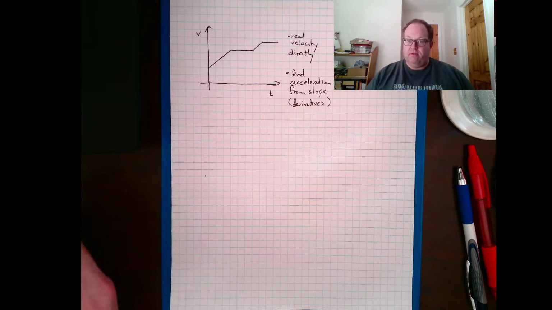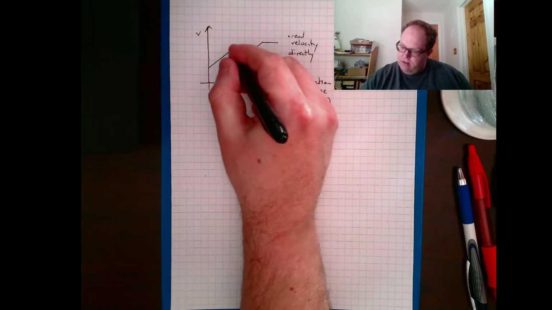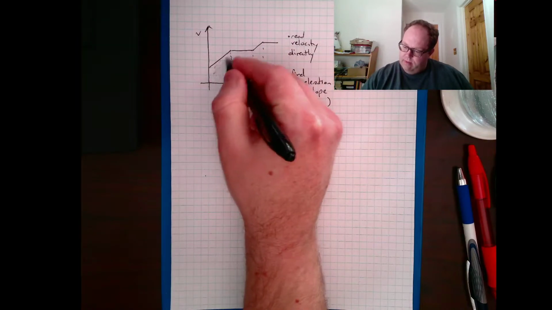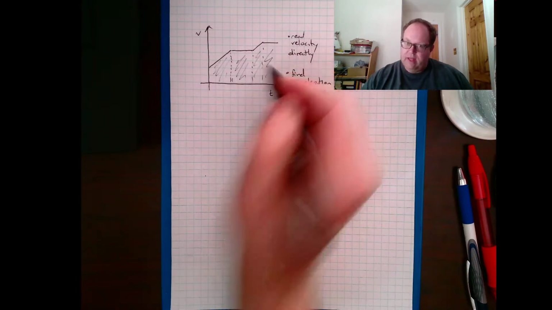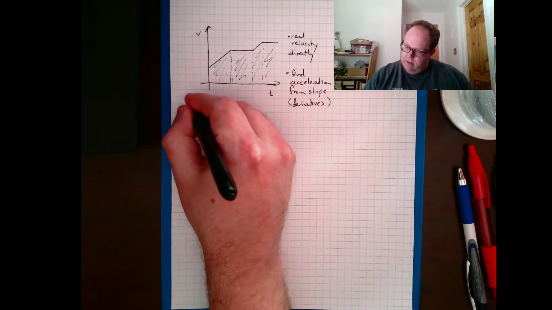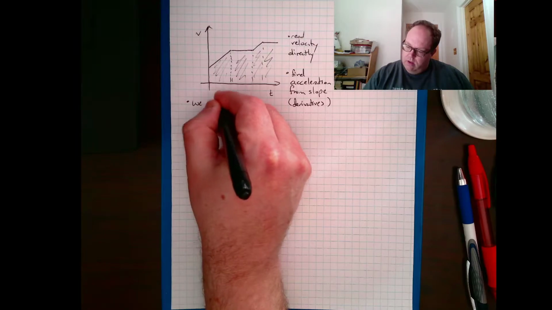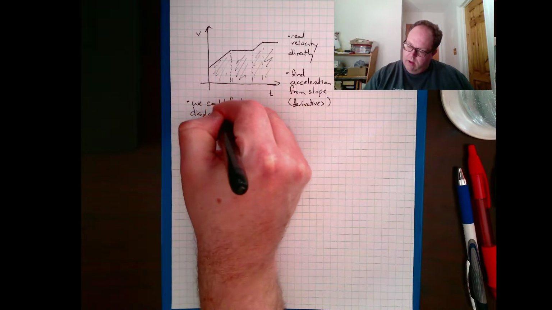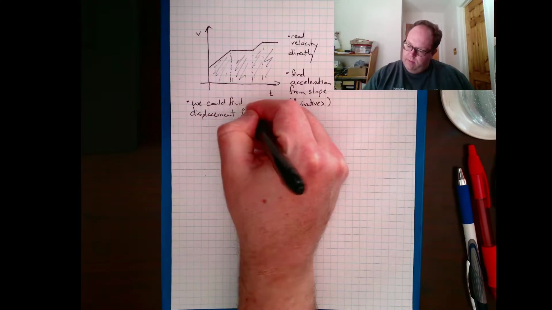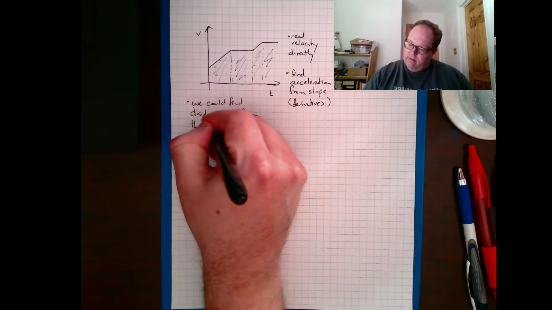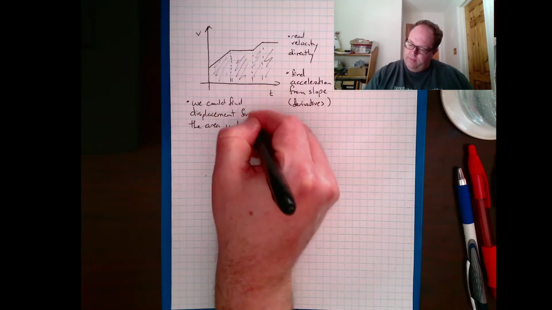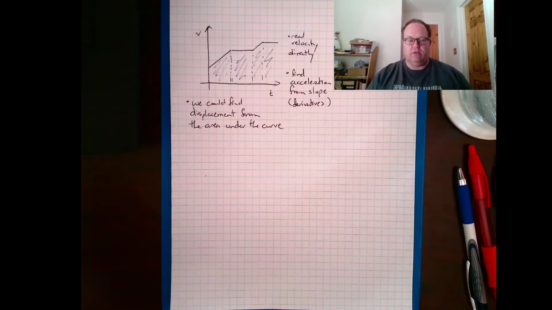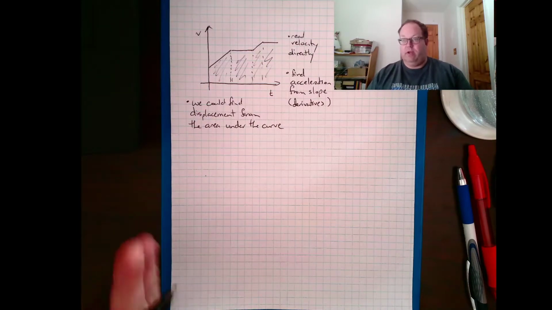But there was one other piece of information we could take from this as well. If we started to look at the area under the line, that led us to displacement. Find displacement from the area under the curve. And I use curve in this sense to speak about any sort of functional line, as opposed to necessarily something that's not straight or crooked or anything like that.